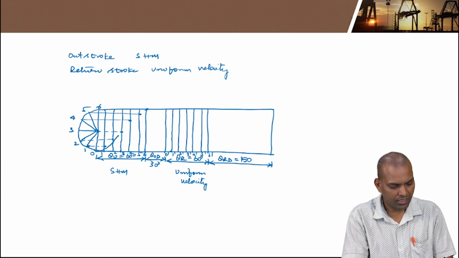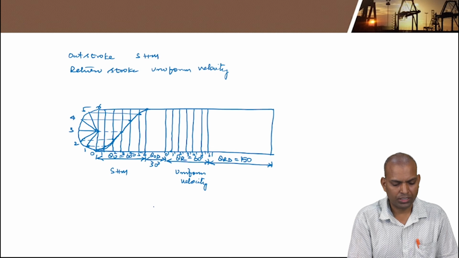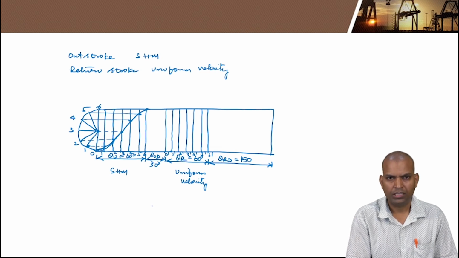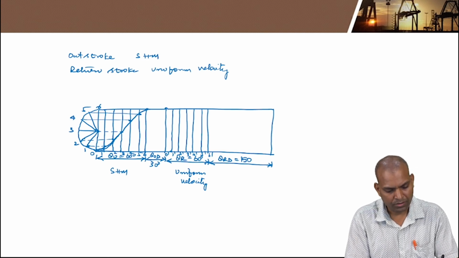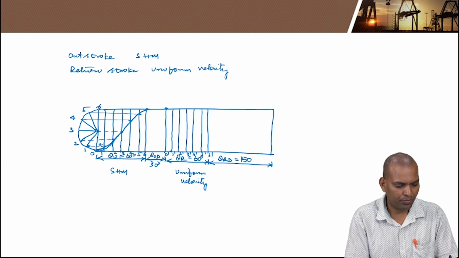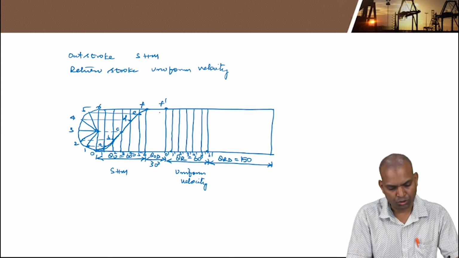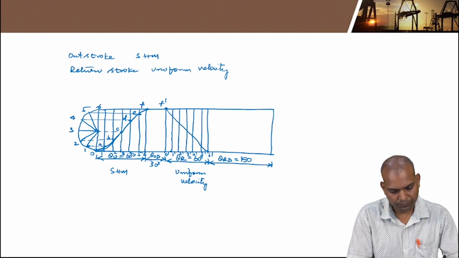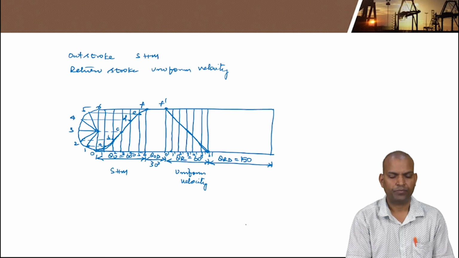These points joined smoothly indicate SHM motion during outstroke. But during return stroke, it is uniform velocity. How to do it? During uniform velocity, it is a straight line. So join from this. Suppose these points, as I showed before, are A, B, C, D, E, F. It is F dash to this 6 dash. Join a straight line. This is the motion of uniform velocity.